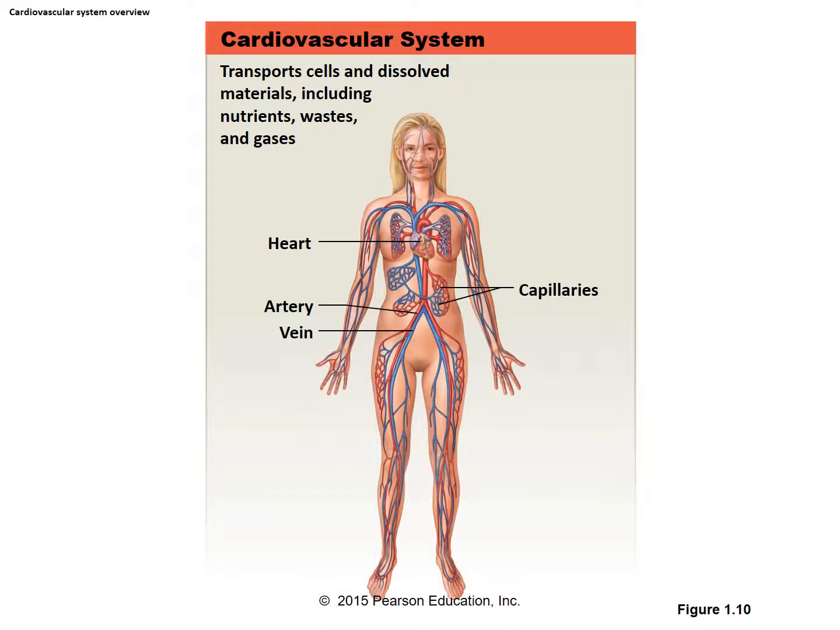The cardiovascular system is going to be a transportation system. It transports cells and dissolved materials, including nutrients, wastes, and gases. So this is how we actually transport anything we need to in the body. It's going to consist of our blood vessels as well as a pump, the heart, to be able to send everything out to the entire body.